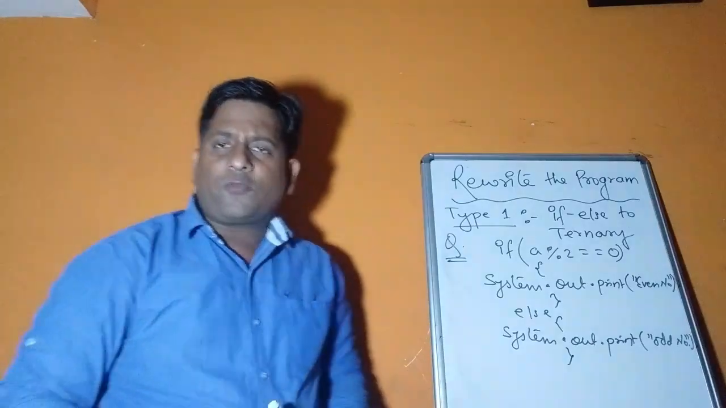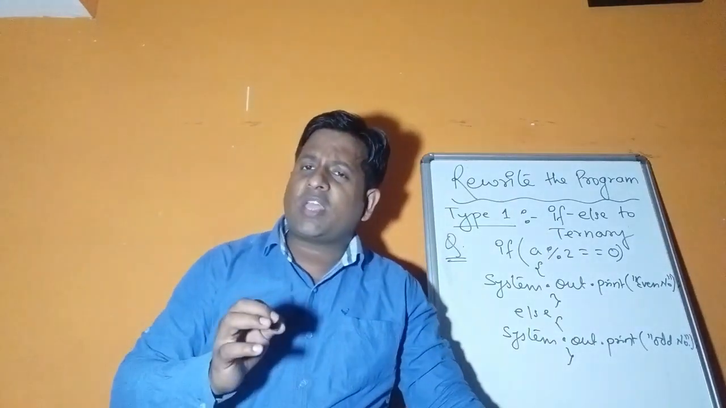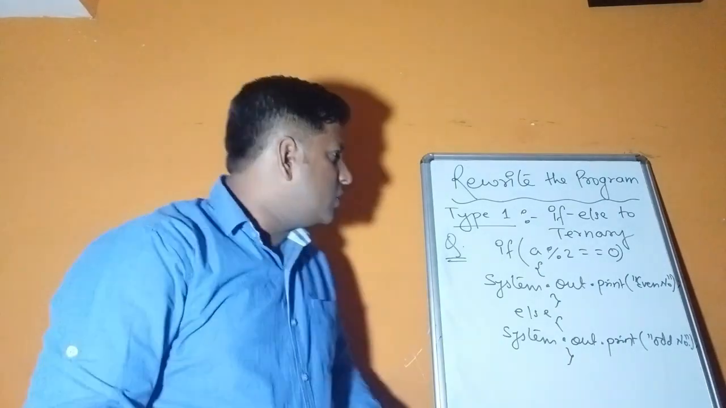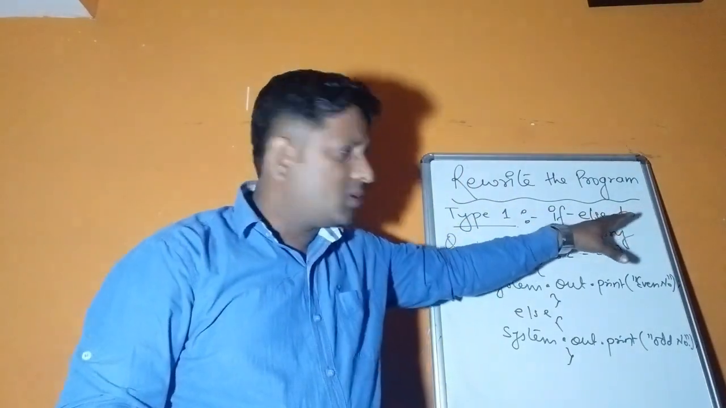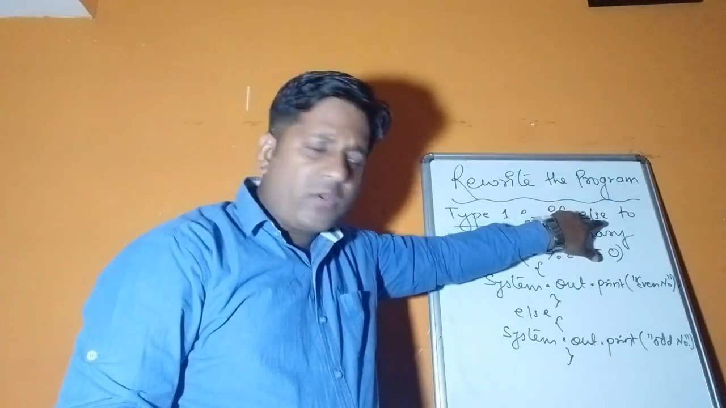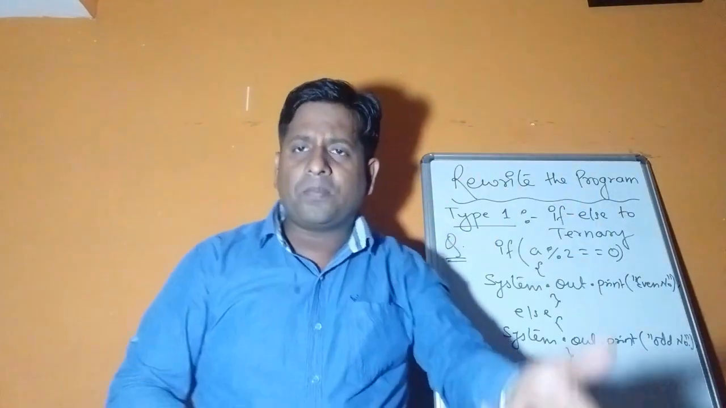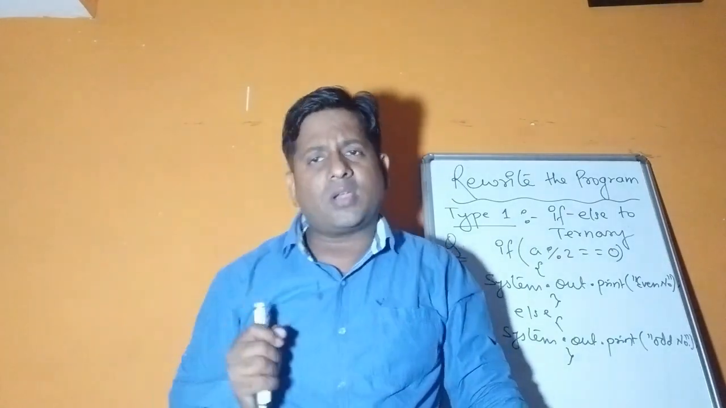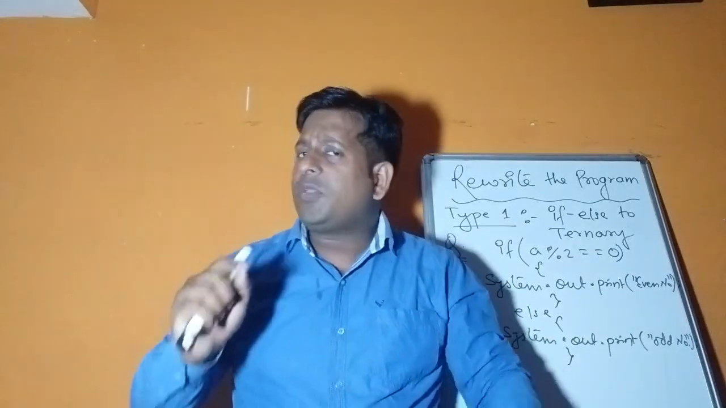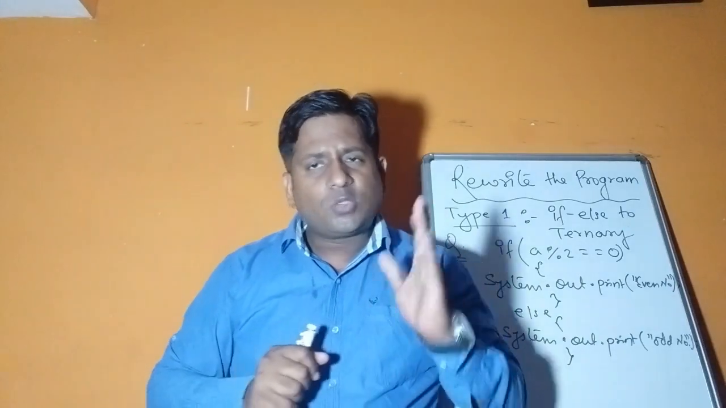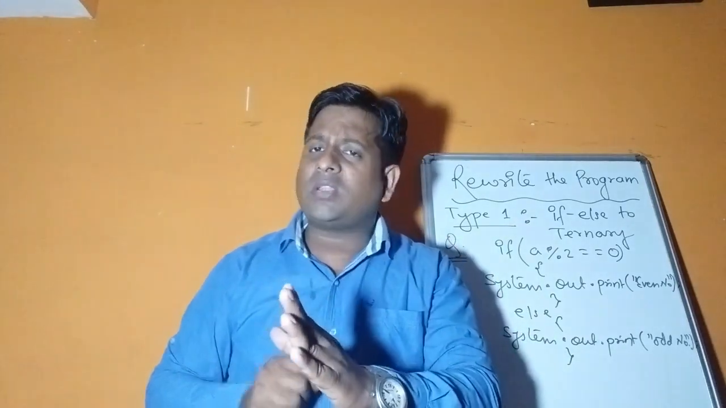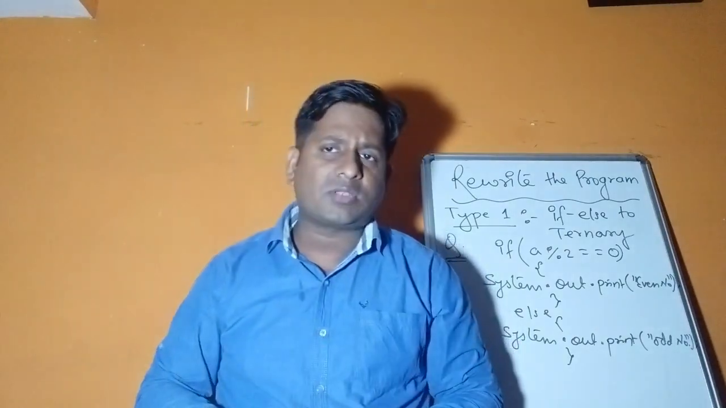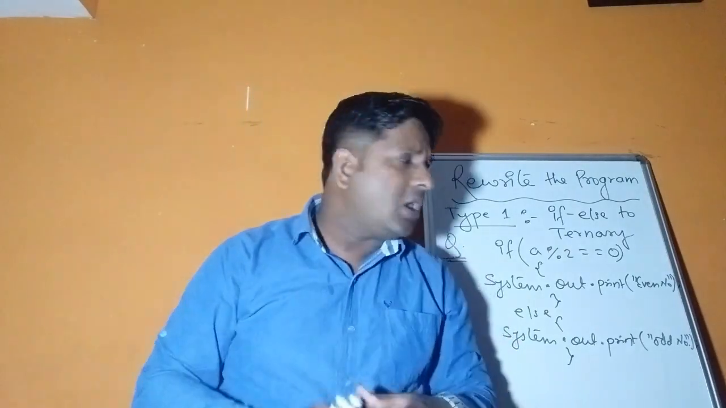So this is the piece of code which is given, and you need to rewrite it. You need to rewrite the program which is written in if else into ternary. First of all, we should know the concept of ternary. In ternary we use question mark and colon. After the question mark, whatever is written is the true statement, and after the colon, whatever is there is the false statement.